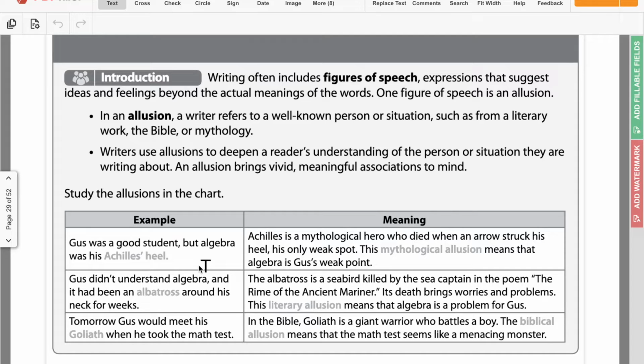The last one says, tomorrow Gus would meet his Goliath when he took a math test. So this is like a story from the Bible. So there's a story of David and Goliath. Goliath is like this giant, like literally a giant warrior, and he battles David. And it means that if the math test is like Goliath, it's like this big, daunting, scary thing that he is kind of worried about having to deal with.